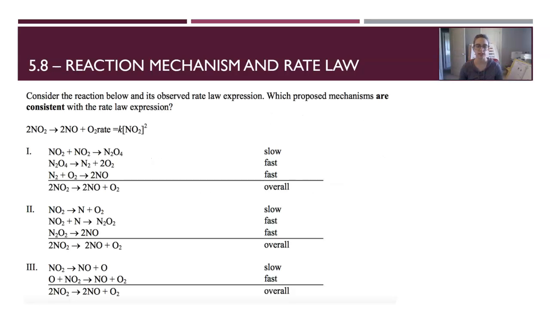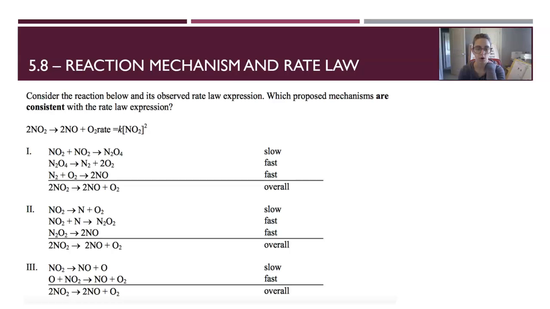So let's look at a different type of question. This particular question asks us to look at three different options for mechanisms, and it asks us to decide which are consistent with the rate law. So our initial reaction is two NO2s producing two NOs and an O2. And it tells us that the rate for our overall reaction is NO2 squared. So we need to look at which of these reaction mechanisms gives us that rate law for the slow step.